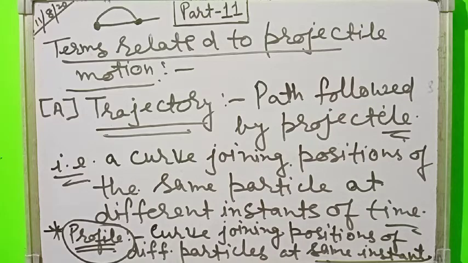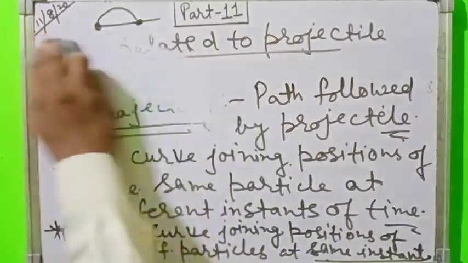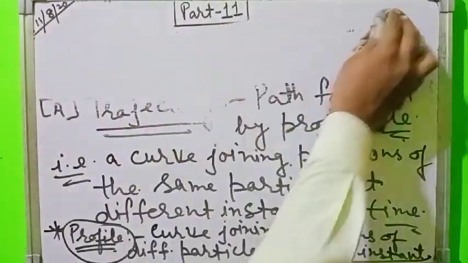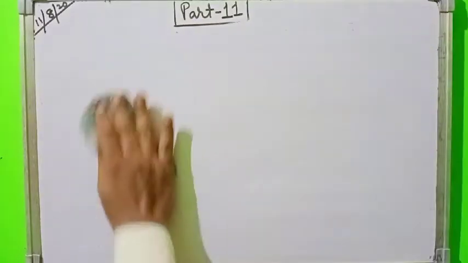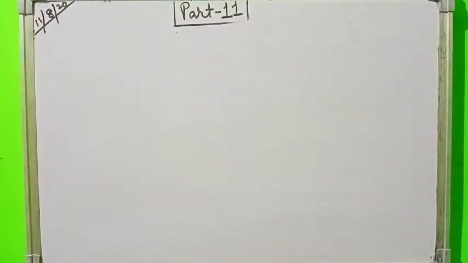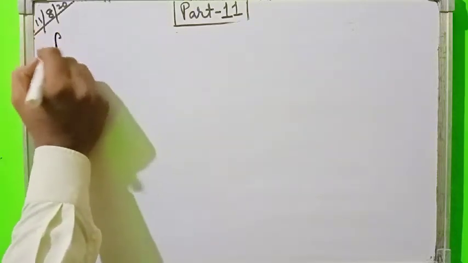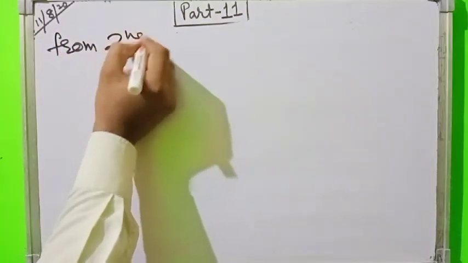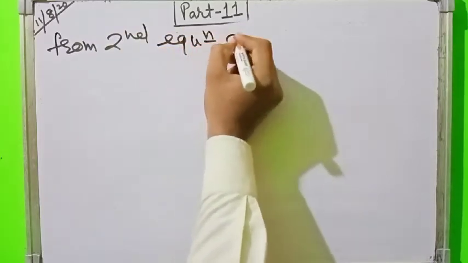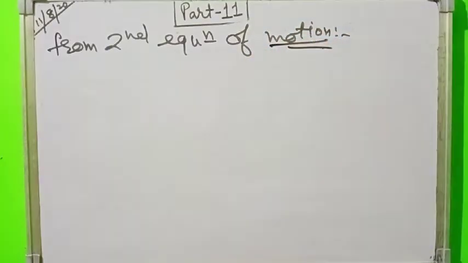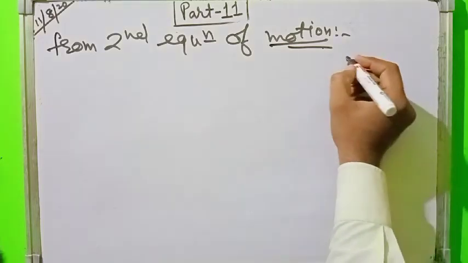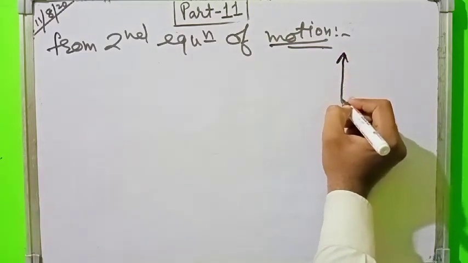So we will now derive the expression for the trajectory, or the path followed by the projectile. How can we find the trajectory of the projectile? From the second equation of motion, I am drawing a diagram here for your convenience.